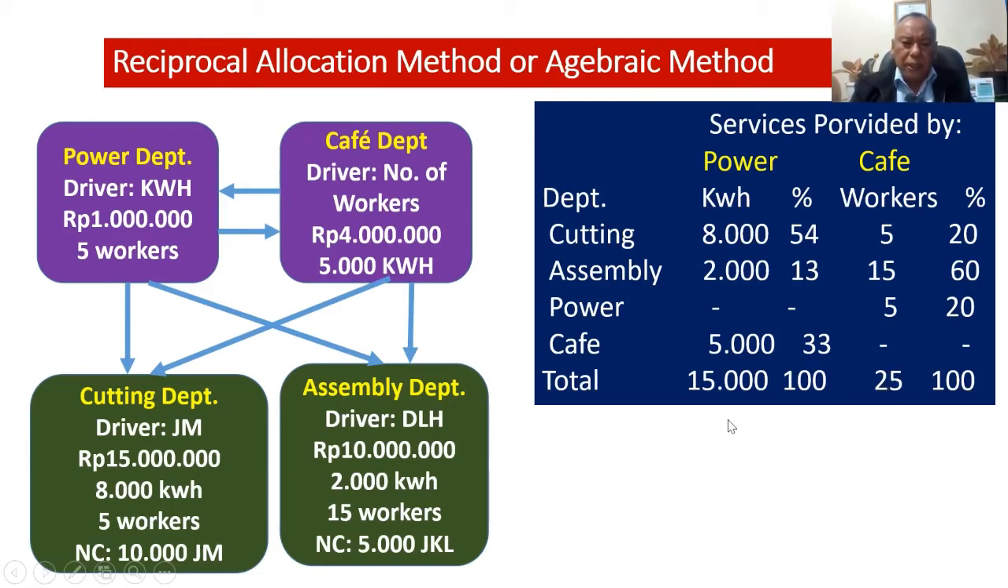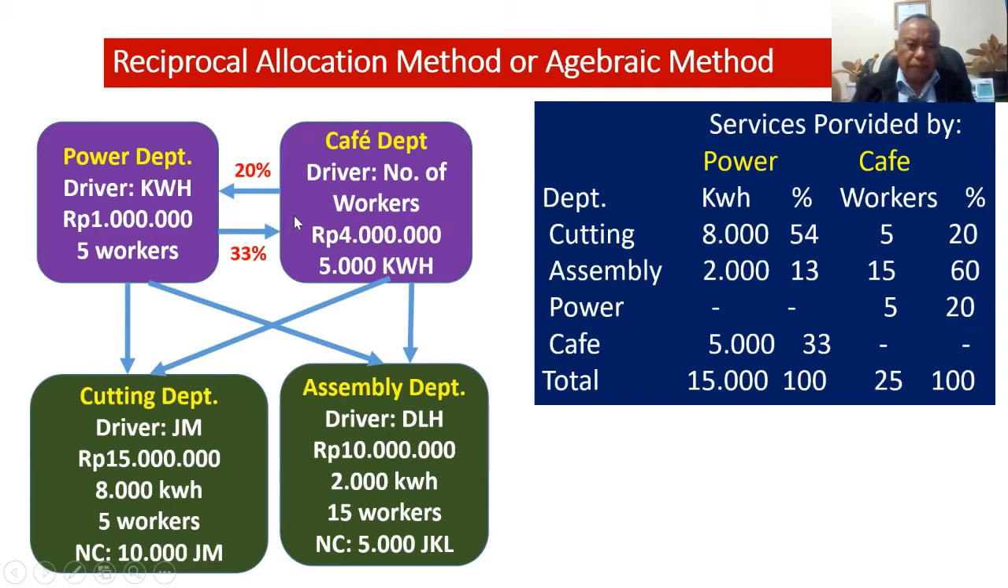So based on this, now we can determine the percentage of services provided between the service departments. So in this case, the power department provides service 33% to cafe, and then cafe provides service to the power department 20%. Because we can take from this, right? Power provides service 33% to cafe. Cafe provides service to power 20%.